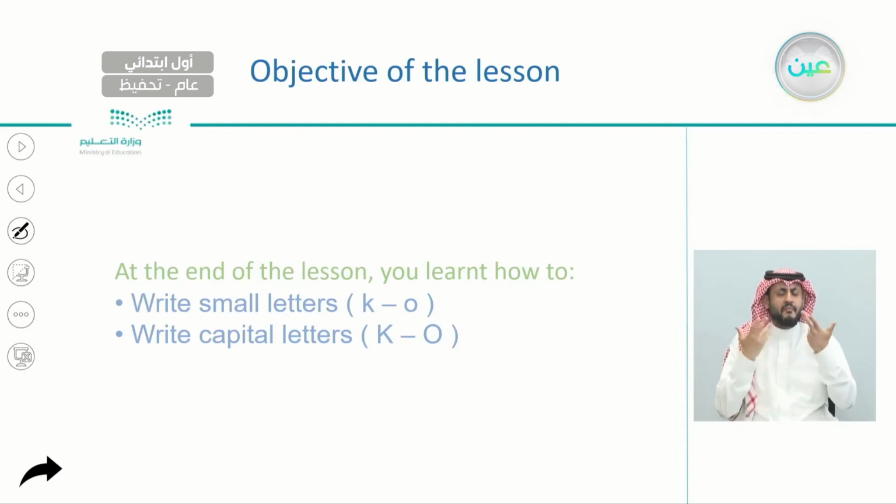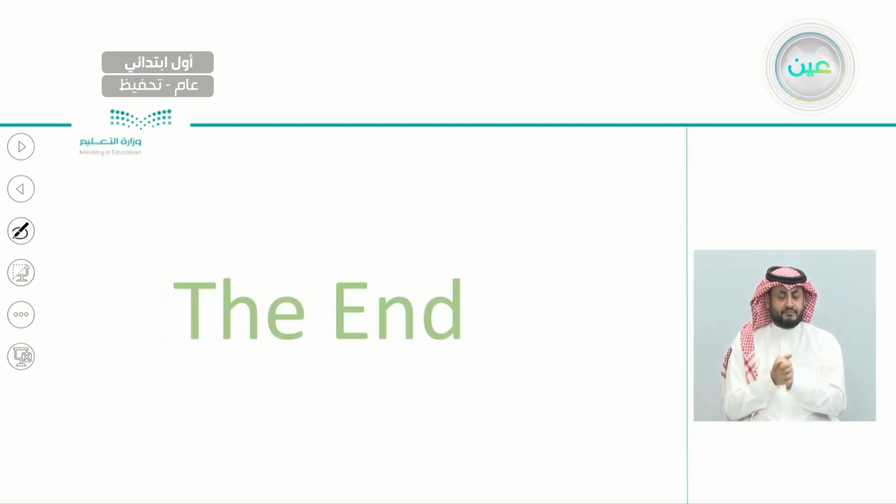What you've learned today: how to write letters K to O in small and capital forms. Okay, so this is the end of our lesson today.